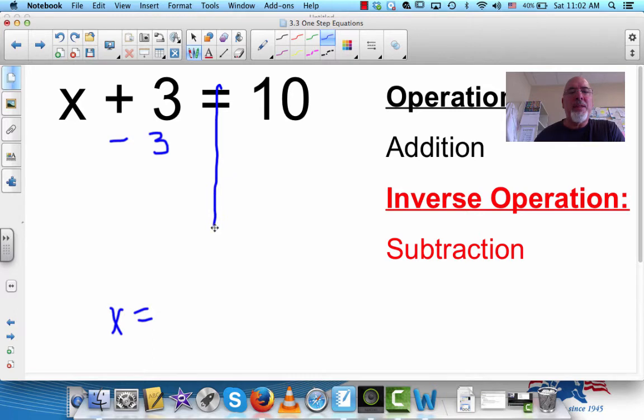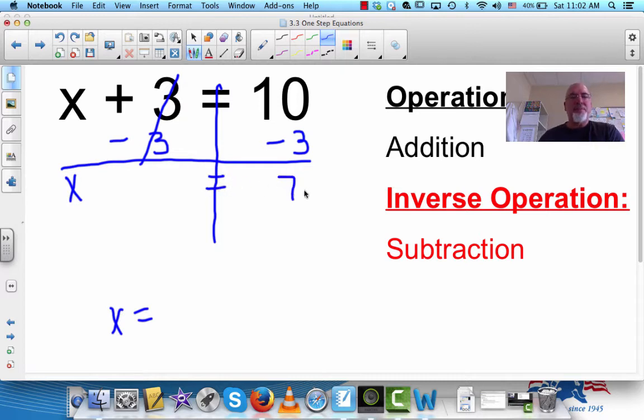So let's draw our line down the middle where the equal sign is to indicate the sides of the equation. Minus 3 on this side as well. We draw our line to indicate a new step. These two cancel each other out, and we're left with x equals 7.